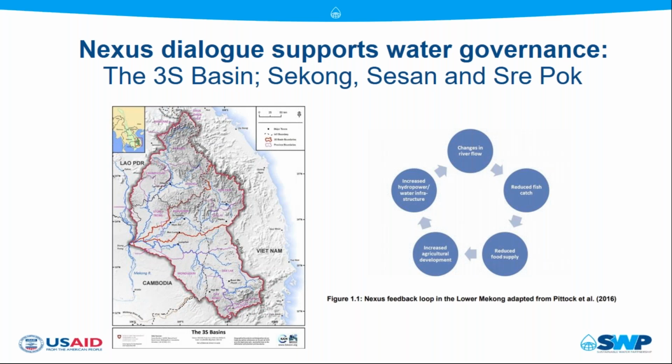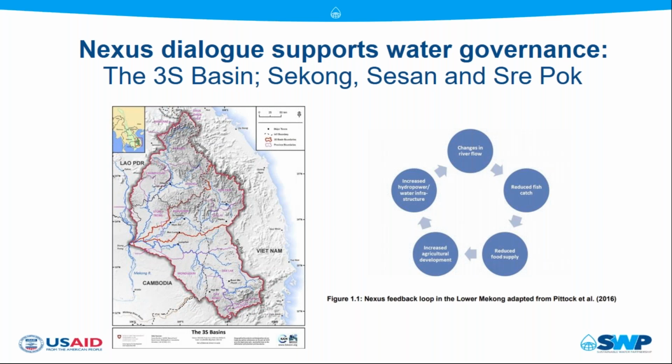And when they combine, they form the Mekong's largest single tributary basin of about 78,500 square kilometers. They're all transboundary. Each of the rivers is transboundary, and there's about 4 million people living in the basin, 80% of which live in Vietnam.